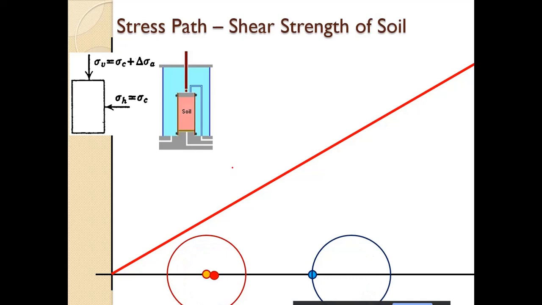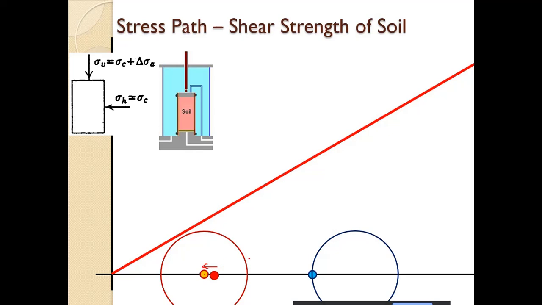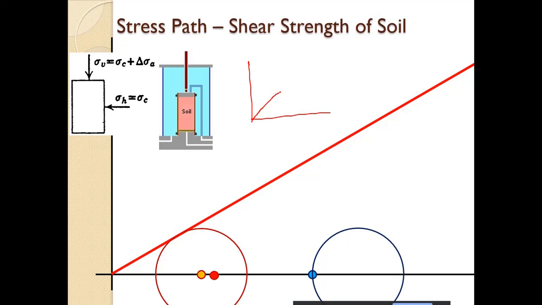And obviously, as we know, there is the A parameter, delta U by delta sigma 1. So during shearing also, the pore water pressure will again increase. That extra amount of increase will cause the mean to shift in the left direction, and ultimately it will fail at this position. It will take shear and it will fail.